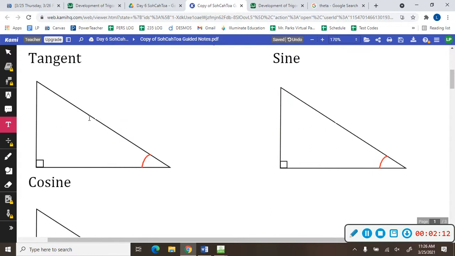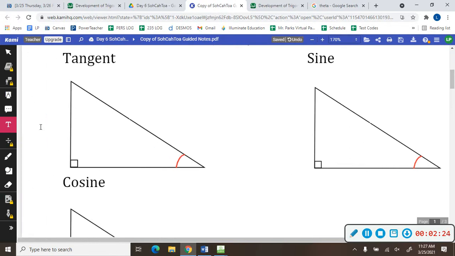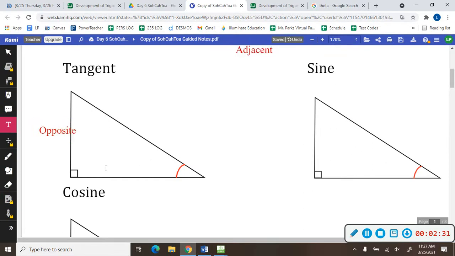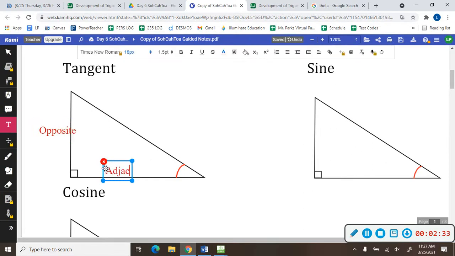So we have these three trig functions: tangent, cosine, and sine. Let's say you have this angle. Tangent uses opposite and adjacent. So if you have opposite and adjacent and the angle, two of the three, you're going to use the tangent function.